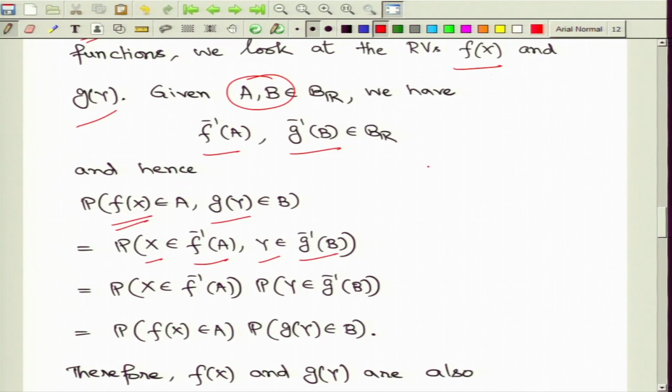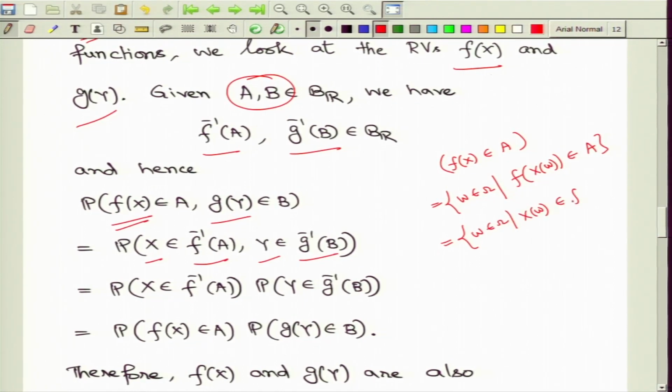So, to clarify this, let us do this simple computation. When we write f of x takes the value inside the set A, that simply means this is the subset of the domain set such that f of x of omega takes the values inside the set A. But then you observe that this is nothing but omega such that x of omega must be in f inverse of A, and that is what we simplify using our usual notation: x takes the value inside f inverse of A. So, that is the type of argument that we have used here to simplify our previous step's expression.